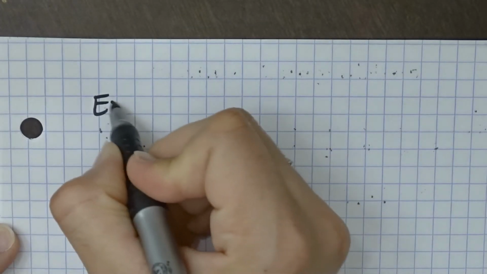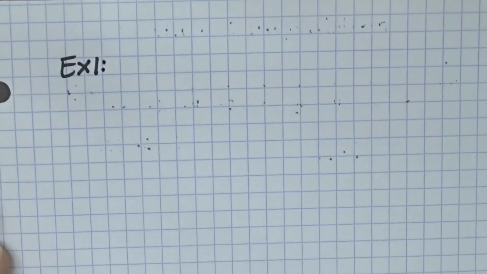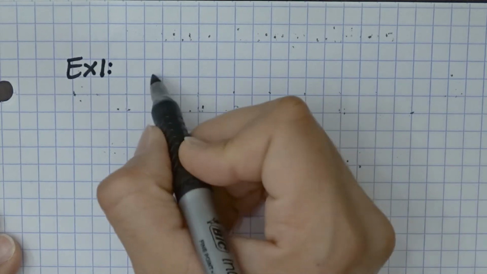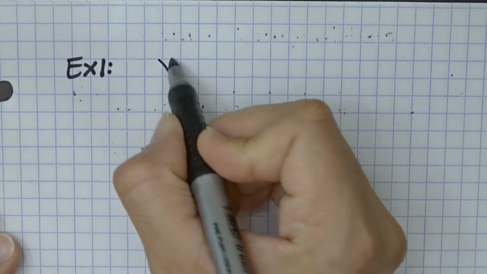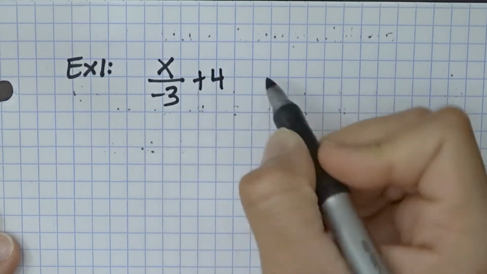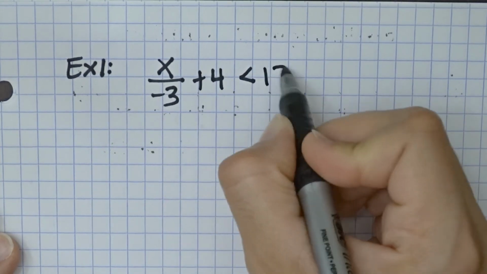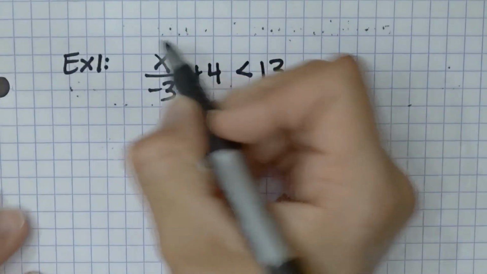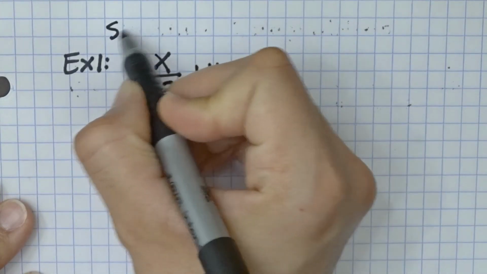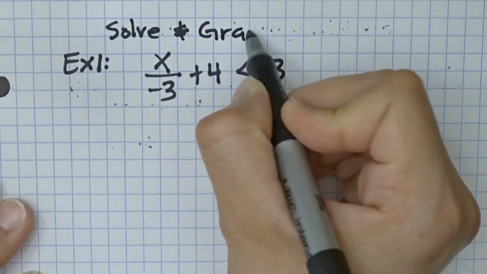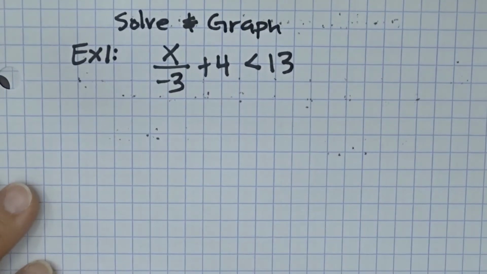Example 1. So let's say x divided by -3 plus 4 is less than 13. The instructions are going to be to solve and graph.